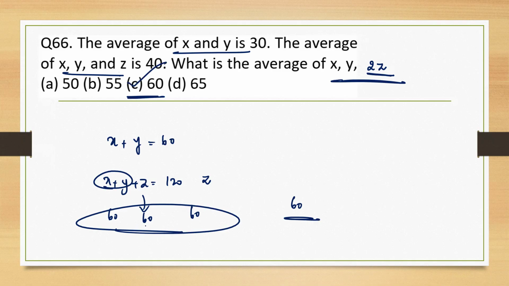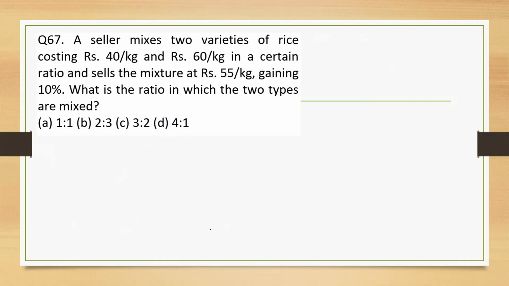Okay, because x plus y is 120 and z is 60, it is 180 by 3. A seller mixes two varieties of rice costing 40 and 60 in a certain ratio and sells the mixture at 55 per kg. This is the mixture rate, gaining 10%. If you are selling it for 110%, it is 55, which means 100% is the cost price, only 50 rupees.